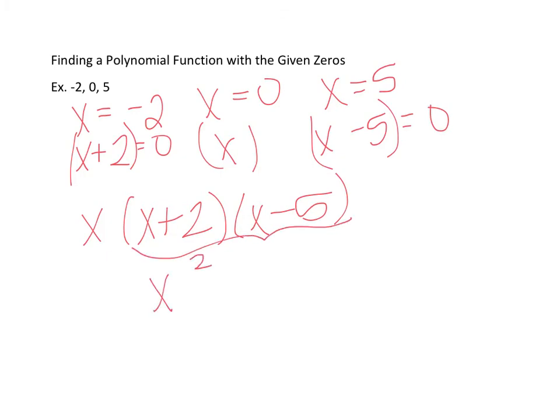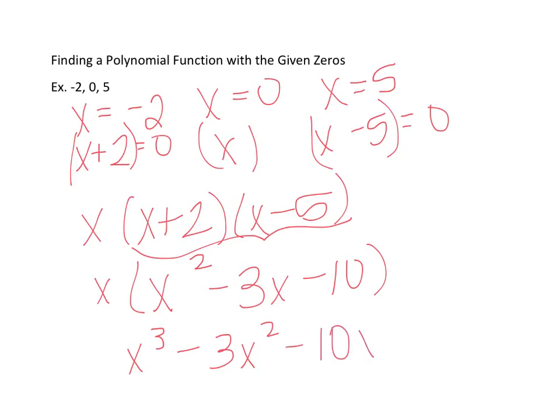I'm going to start by multiplying these two together. X squared minus 5x plus 2x will give me minus 3x minus 10. Still multiply by x will give me x cubed minus 3x squared minus 10x. Now we learned with the bounce or the pass-through bounce and wiggle activity, if a zero has a multiplicity of 2, it is bouncing off at negative 2. If it has a multiplicity of 1, it is going through, pass-through.